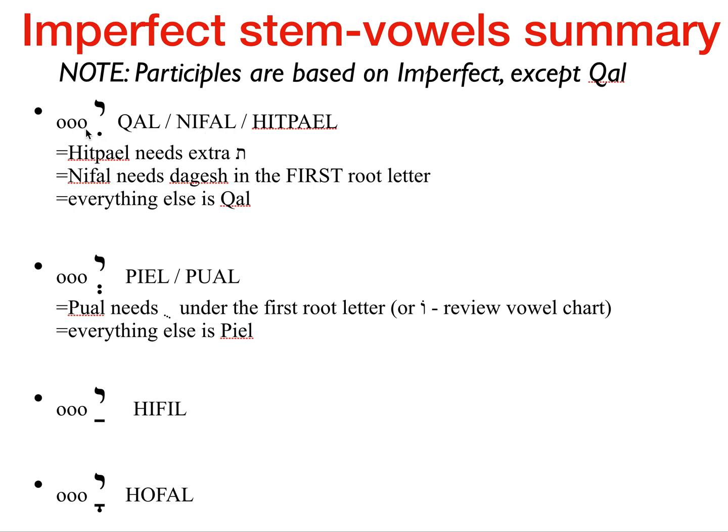Nifal would need a Dagesh in the first root letter, and everything else is Kal. Shva: Piel or Pual. Pual has a U under the first root letter, and Dagesh in the middle, and everything else is Piel. A is Hifil, O is Hofal.